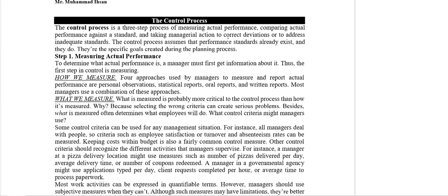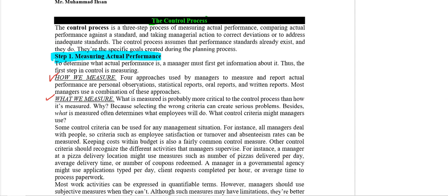As I have told you, there are three steps of the controlling process. First of all, we have to measure the actual performance. We have to see the actual performance of the employee, and in order to see the actual performance, we have to understand how we measure and what we measure. Four approaches are used by managers to measure and report actual performance. There are four different ways to measure the performance.